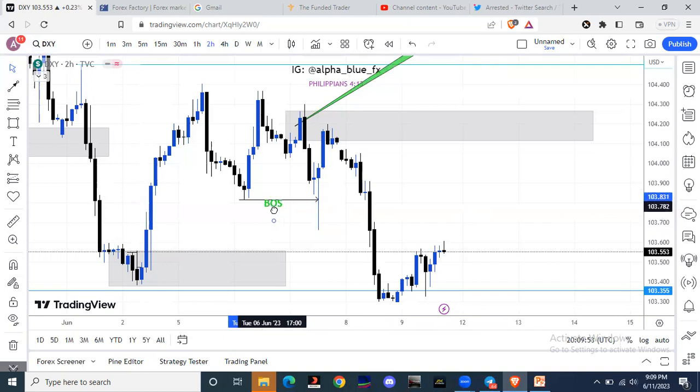Why is it a break of structure? Because it broke structure and formed a new low. This was the low. This was high, lower high, high, low, lower high. We got a lower low here. Do you understand? So this is why this is called a break of structure, because price has broken structure to the downside. It could be a break of structure to the upside or to the downside. So this right here is a break of structure, because price broke this low and formed a new low here. Do you understand?